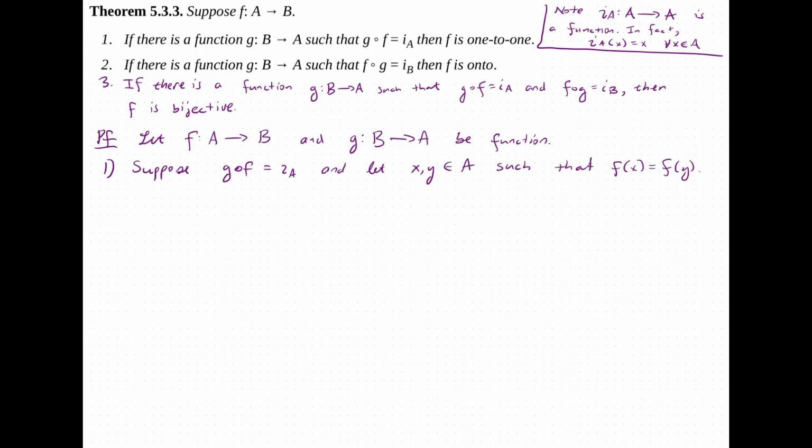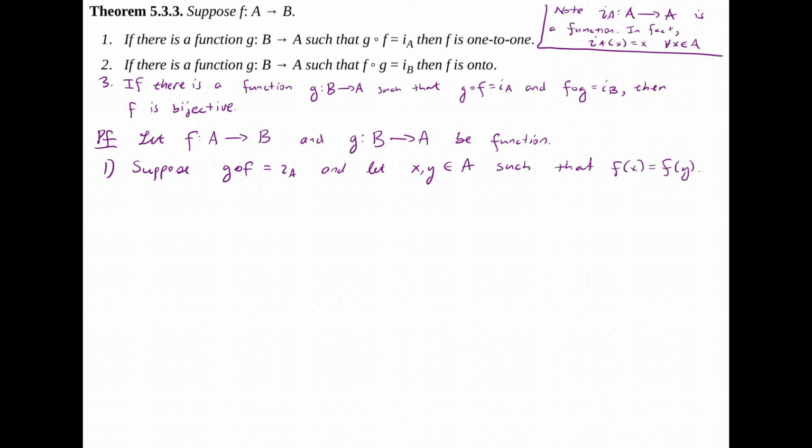For the formal write-up, we have f is a function from A to B, g is a function from B to A. And now we're going to do the first statement. We're going to suppose that g compose f is equal to the identity on A. And we're going to let x comma y be elements in A with the property that f of x equals f of y. Since we want to prove that f is 1 to 1, we want to show x is equal to y. So now we're going to proceed just exactly as we did with the scratch work.